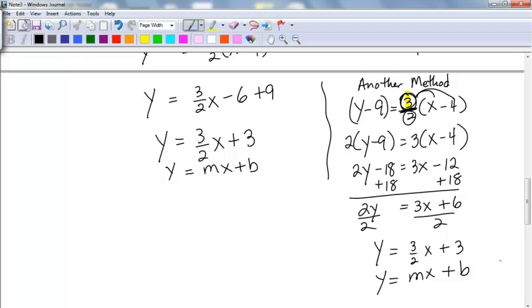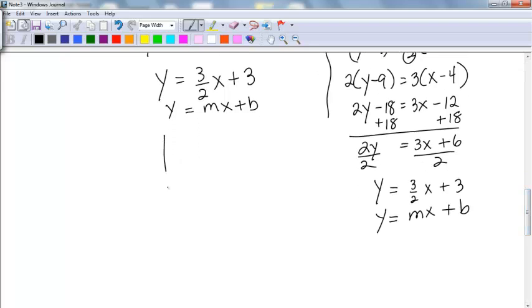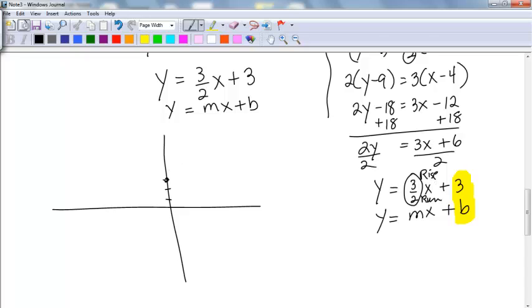Now, if they said graph it, let's take it another step. How do you graph that? You graph the b. You always graph the b value first. So that tells you it crosses the y-axis at positive 3, and put a point. The slope is 3 over 2, and remember that's rise over the run. So from that point, you're going to go up 3 and to the right 2. You're going to go up 3 and to the right 2, until you get a line. Everybody okay with that one?